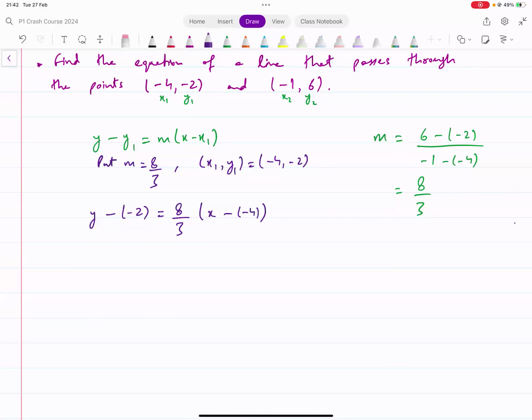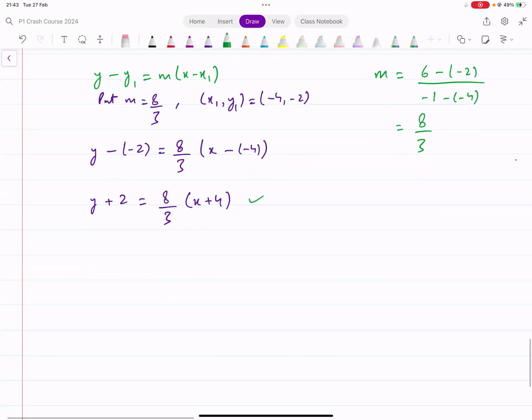X minus minus 4. Okay. And that becomes y plus 2 equals 8 over 3 into x plus 4. And again, as I said, you could just leave it like this as well, unless the question asks you to convert it to a specific form. If it doesn't, you can leave it like this.